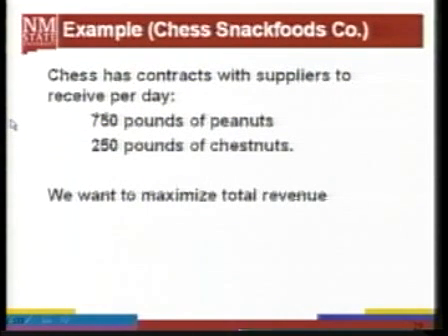And Chess has a constraint, which is exactly the contract with suppliers to receive 750 pounds of peanuts per day and 250 pounds of chestnuts per day. Okay. And our problem is to determine the number of pounds of each brand to produce each day to maximize total revenue without exceeding the available supply of each nut. Okay.